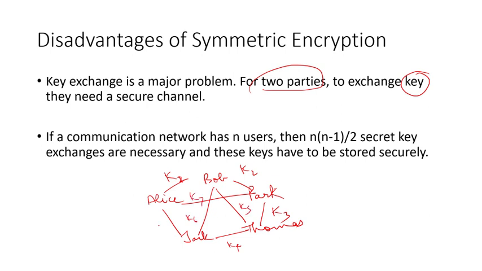So in order for all of them to communicate with each other, there would be NC2 combinations of keys that they have to generate, which equals n times (n minus 1) divided by 2, where n is the number of people in that particular group. So this is another problem: you have to save that many keys.